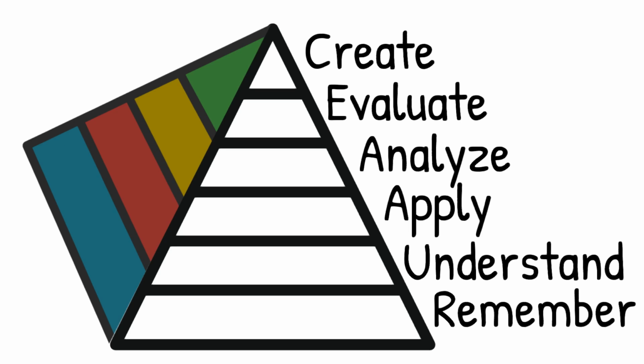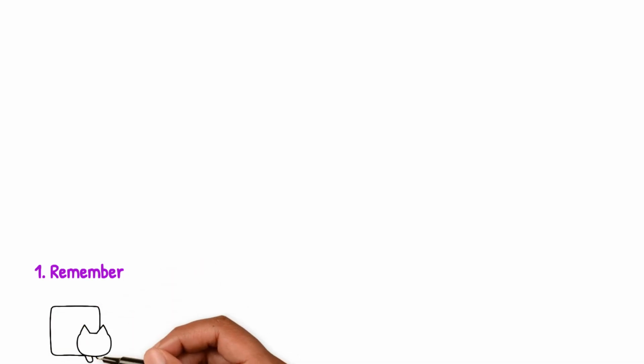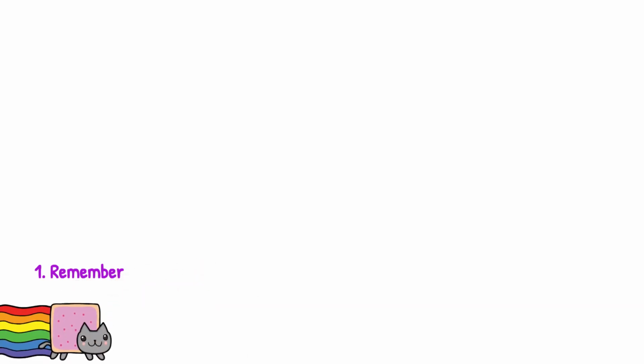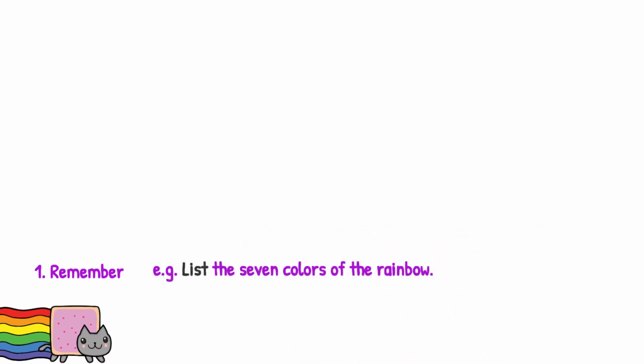These six levels are still the backbone of Bloom's taxonomy. Now, let's get a closer look at each of these levels with an example. First, we have remember or remembering. It is the most basic cognitive level, recalling basic information and ideas. For example, you can have a learning objective in your lesson plan as list the 7 colors of the rainbow. Pay attention to the action verb list.